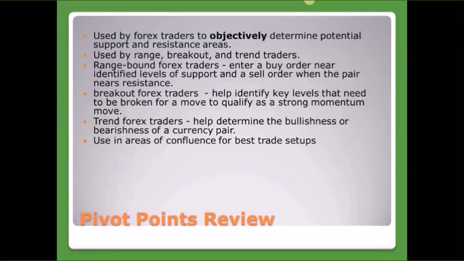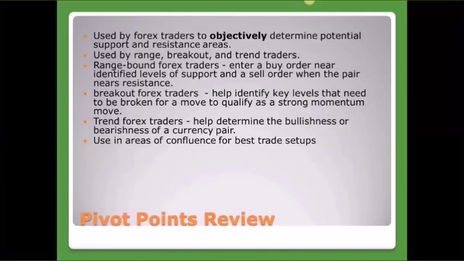Again, they're objective levels. When you draw Fibonacci levels, you can use whatever swing high and low you choose. However, in this case, there's only one day close, one high of the day, one low of the day. Those numbers aren't subjective. They're very objective numbers. They don't change. So that's why it's an objective way of looking at potential support and resistance areas. And you can use them for range trading, for breakout trades, and also for staying within the trend for your trades.